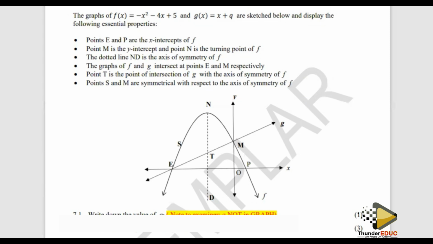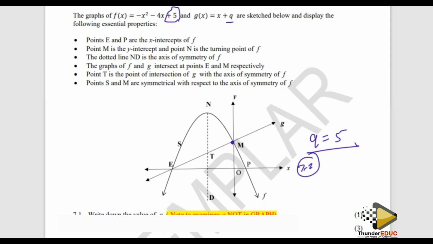Then they want us to get the value of Q. Q is the y-intercept of the straight line, but it is also the y-intercept of the parabola. So from the equation of the parabola, this last number, or the constant, represents the y-intercept. I mean, along the y-axis, x is a 0. When you substitute x with a 0, you'll be left with a 5. So we're going to say that Q is a 5.